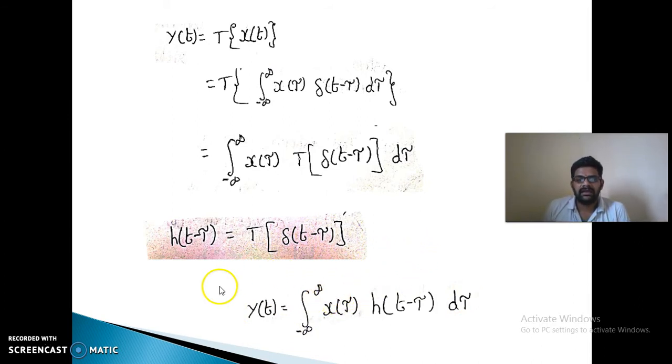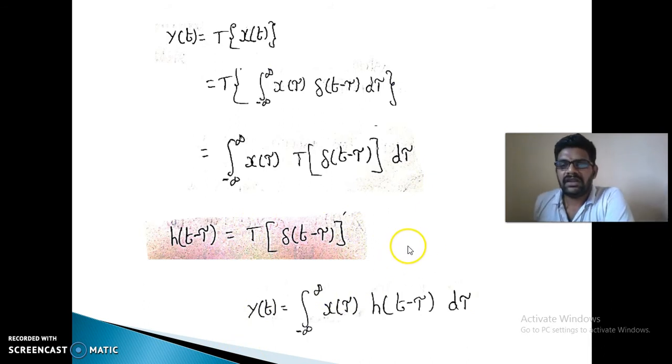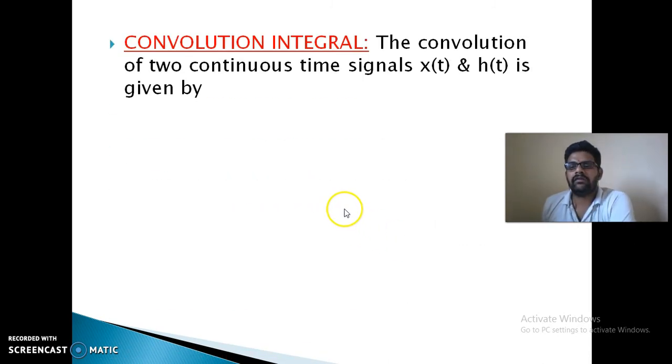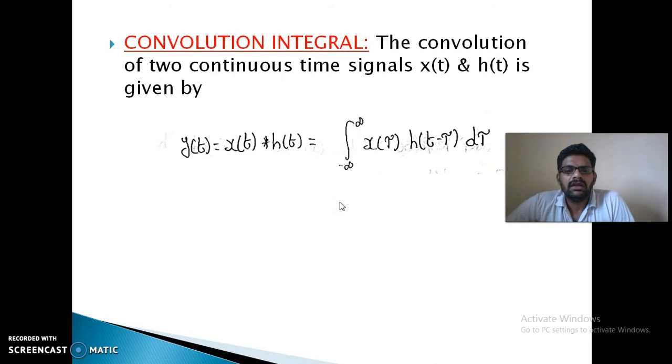So one can say by seeing this expression that the LTI system output is x of t convolved with its impulse response, that is the actual output of the system. The convolution integral is the integral from minus infinity to plus infinity of x of tau h of t minus tau d tau. This integral is known as the convolution integral and is denoted by x of t convolved with h of t. Therefore, the output of an LTI system, y of t, is equal to the convolution of the input function with its impulse response.